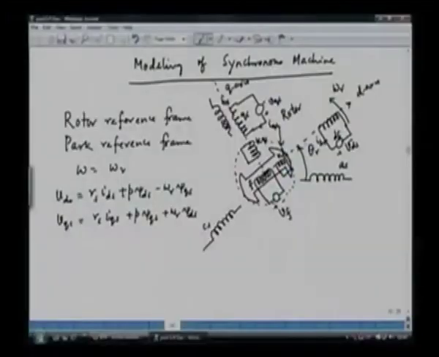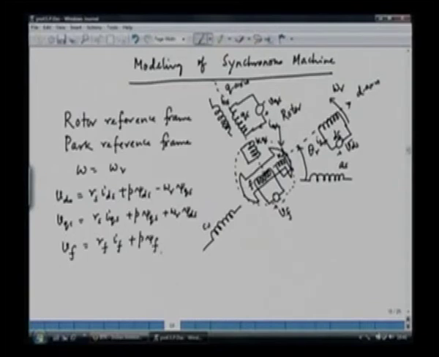Rotor is already in the two axis model. You can see that the rotor has a definite D axis and a definite Q axis, and in the D axis we have the field winding and the damper winding, and in the Q axis we have only the damper winding. So we can write down the equation directly for the field. VF is the field voltage, that's equal to RF IF plus P psi F.